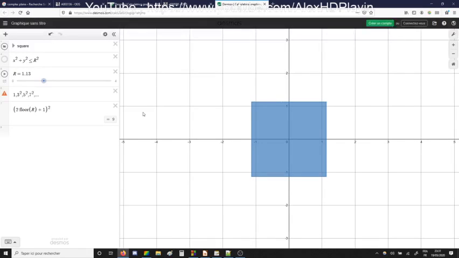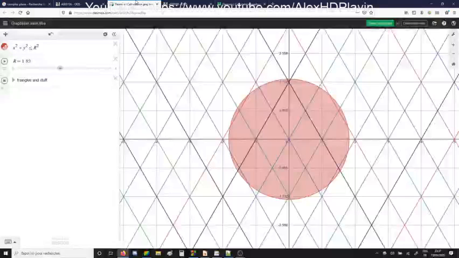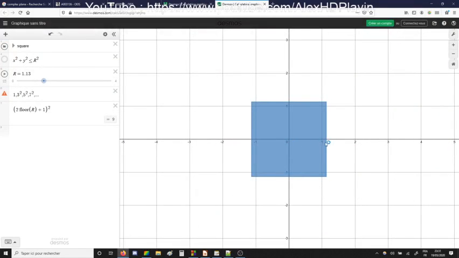But the thing is that here each individual Gaussian integer or vertex has a distance, with its nearest Gaussian integers, of 1 on the x-axis, or on the real part axis if you prefer, and 1 on this axis as well.